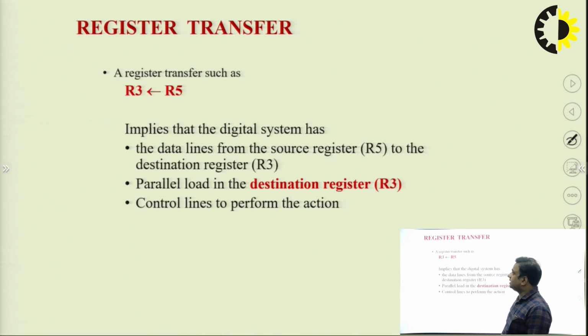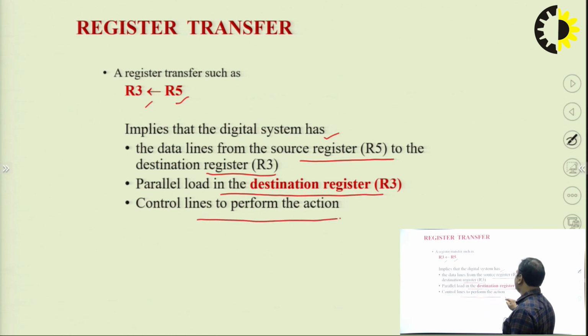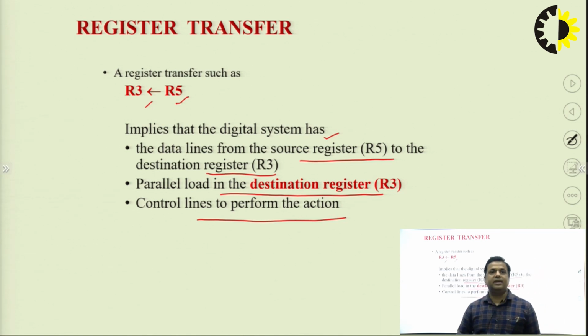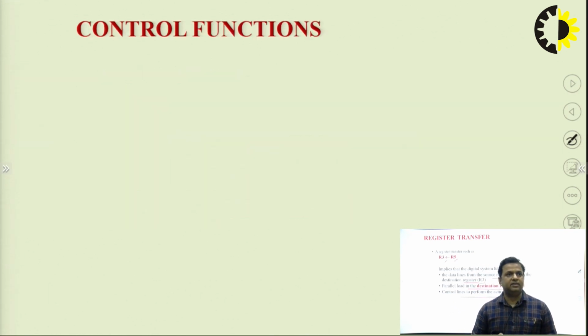A register transfer such as R5 to R3 implies that the digital system has data lines from the source register R5 to the destination register R3, and parallel load of the destination register R3 with control lines to perform the action. So this means that it is going to transfer the contents of R5 into register R3, and it is implied in this statement that the data will be transferred through the buses.